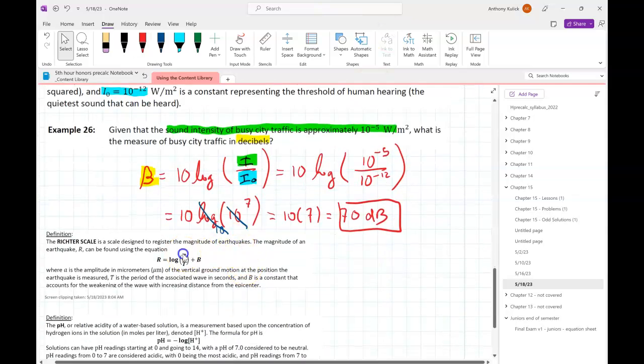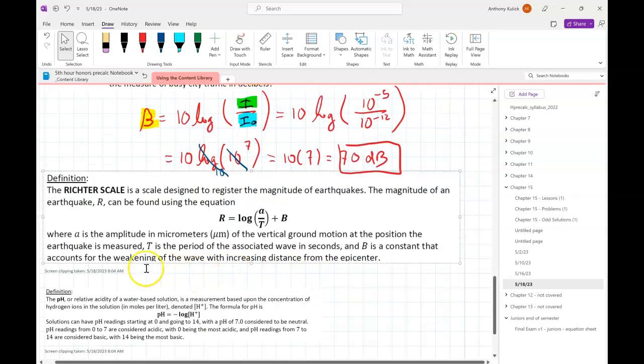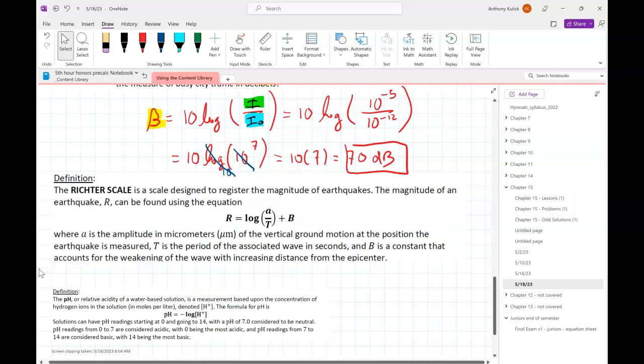All right. Let's look at the next example. So here's an earth science example talking about the Richter scale. Hopefully you recognize that term, right? What do we measure with the Richter scale? Earthquakes. Yeah, that's right. So the Richter scale is designed to register the magnitude of earthquakes.